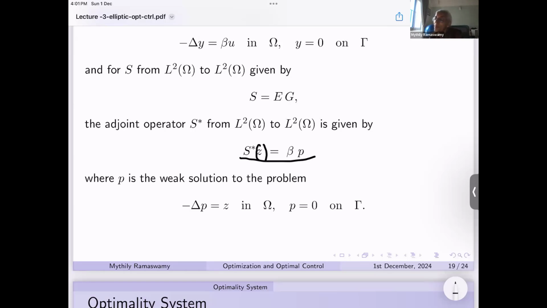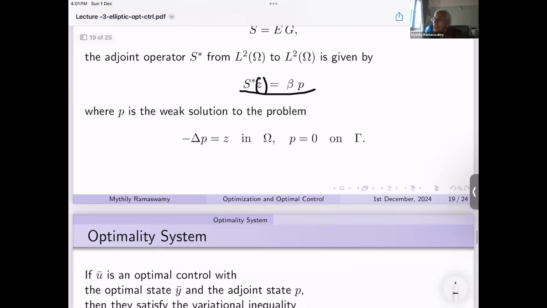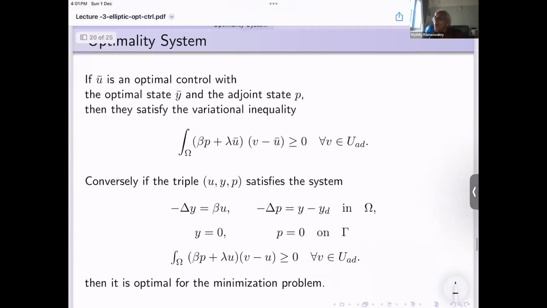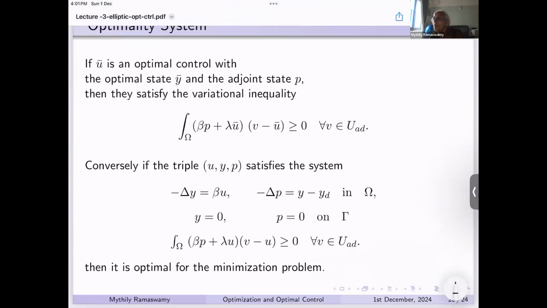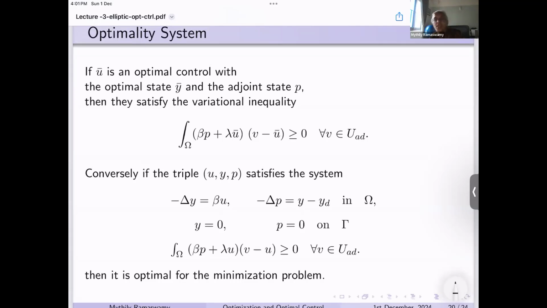This is what we have to remember now. Now I can write down the derivative which is appearing in the optimality conditions. So U bar is an optimal control with the optimal state Y bar and the adjoint state P. Then they satisfy this variational inequality: beta P plus lambda U bar acting on V minus U bar is greater than or equal to 0.